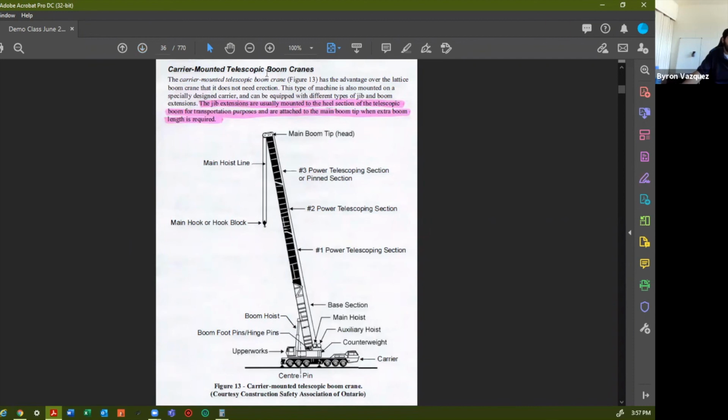Carrier mounted telescopic boom crane. So this is very similar to the crane we just spoke about, although this one does in fact have a telescopic boom, meaning it retracts. And so you can basically put it out as much as you need to. For heavier loads, you're going to want less boom. For lighter loads, you're definitely going to be able to telescope out fully and have a wider swing radius.